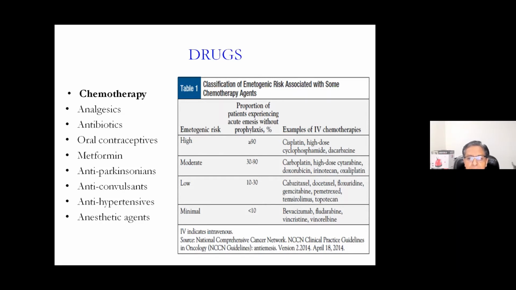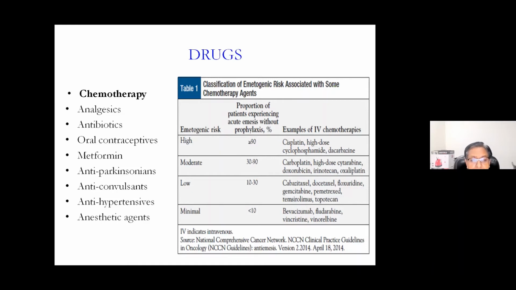When we talk of the chemotherapeutic agents, there are certain groups which have a high emetogenic potential, and other drugs which have low. So we should be aware of these drug therapies. The drugs which have a high emetogenic potential, where the chance of vomiting is more than 90%, include cisplatin, high-dose cyclophosphamide, or dacarbazine. These drugs would require combination therapy of antiemetic drugs so that the patient will not manifest nausea and vomiting.